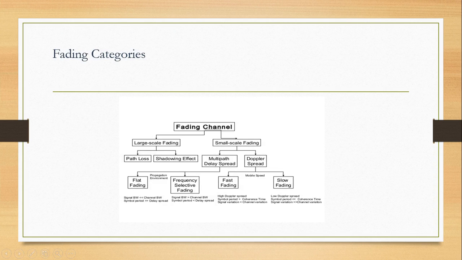The categories of fading are large scale fading and small scale fading. Large scale fading is further divided into path loss and shadowing effect. Small scale fading is further divided into multipath delay spread and Doppler spread. The multipath delay spread is further subdivided into flat fading and frequency selective fading. These are the main criteria that will be considered in my project.